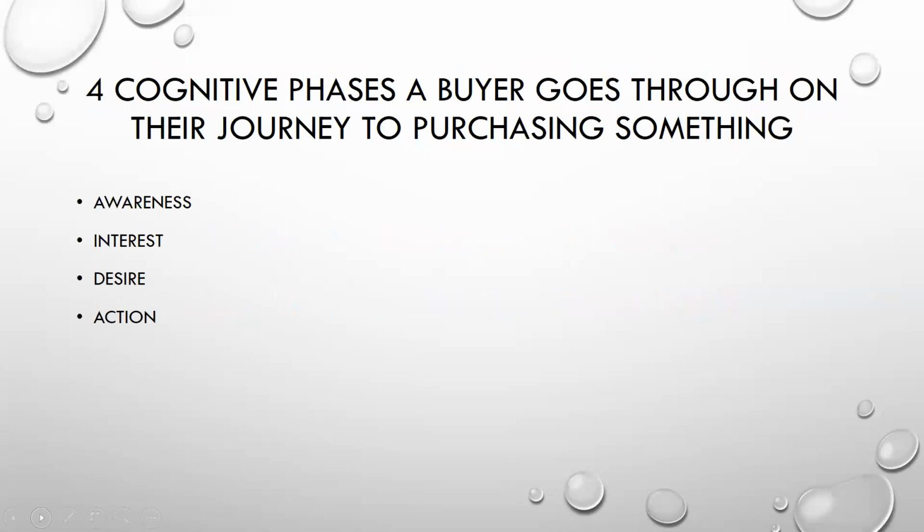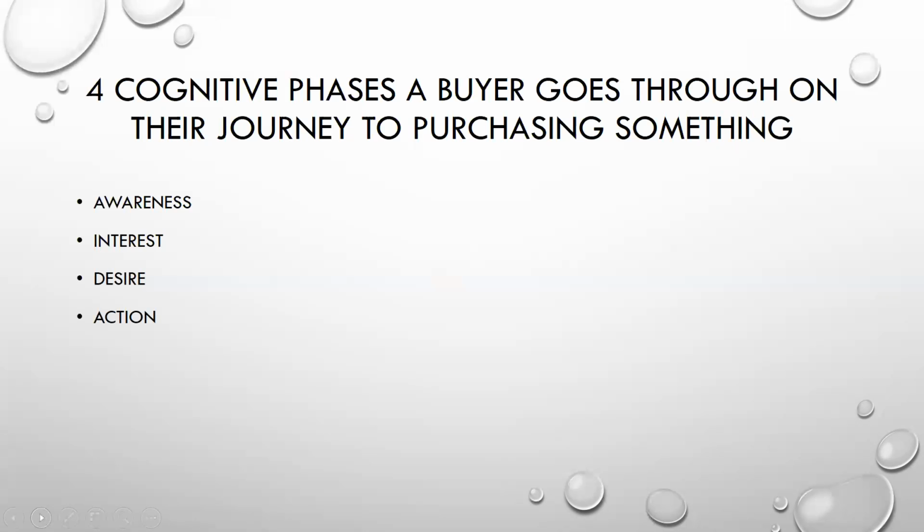Okay, so what are these four cognitive phases that a buyer goes through on their journey to purchasing anything at all? This is a very basic framework. They go through an awareness phase, then they go through an interest phase, they go through a desire phase, and then the final phase, which is a culmination, a natural result of the first three phases, is the action phase.